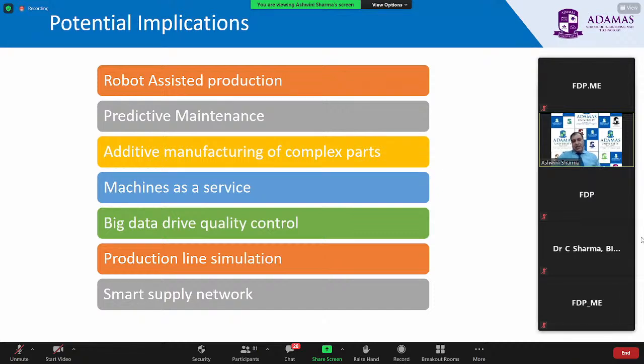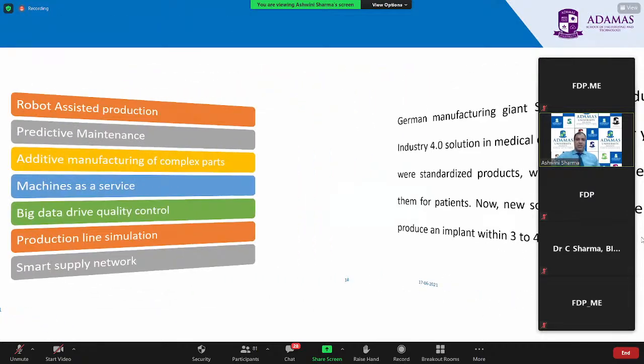Big data to derive quality control. Quality can be maintained with the help of huge data, and then we can come to know that in this year or at this point or this second, whatever product was produced was not good in quality, or is not good in quality if it's a real-time scenario. Then production line simulation, that is nothing but the digital twin, and smart supply network. These are the potential implications of Industry 4.0, but not limited to. We will be seeing some examples of it.